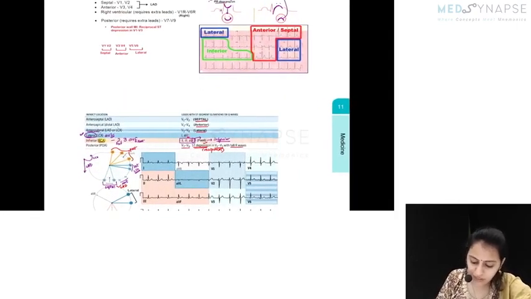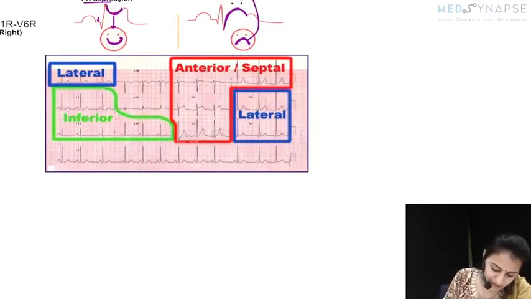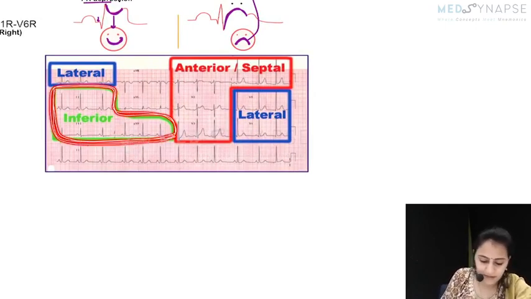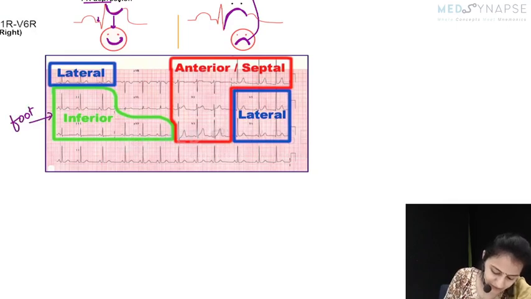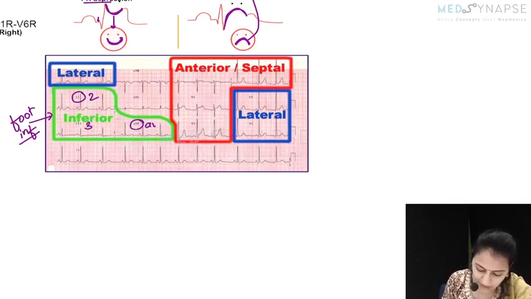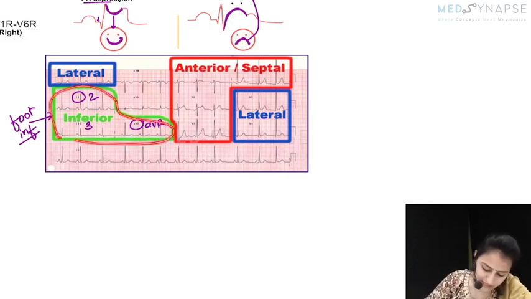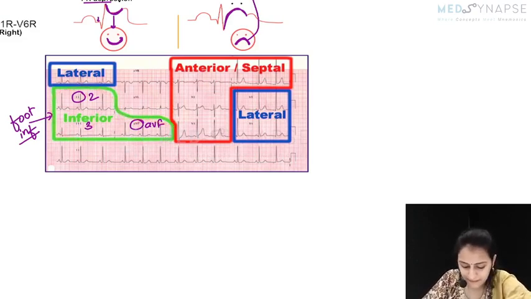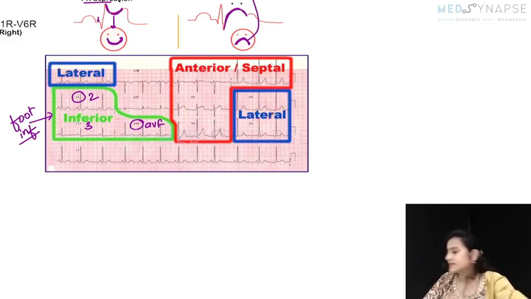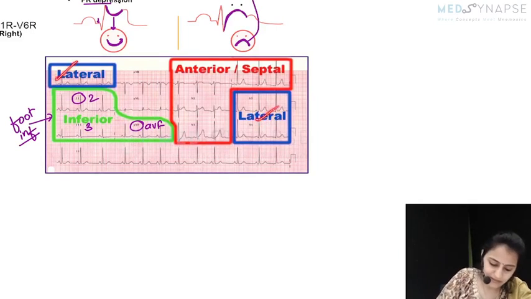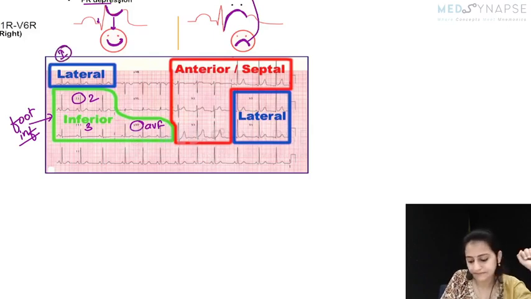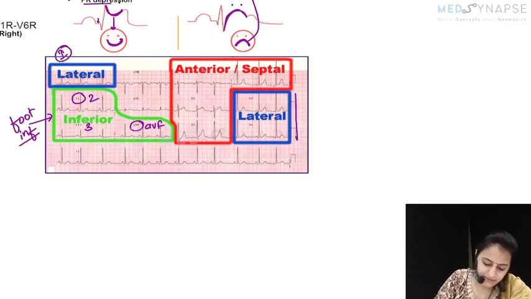In the ECG, where do you localize the leads? Remember, this boot shape, foot shape, which one will this be? The foot shape is inferior. Okay, so that is lead 2, lead 3, and this is where you have lead AVF: 2, 3, AVF. The lateral one is your lateral edges in the ECG. That means it is lead 1, you have the leads V5, V6 and here comes AVL.